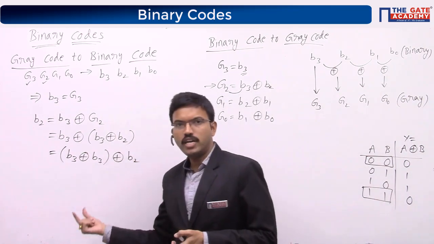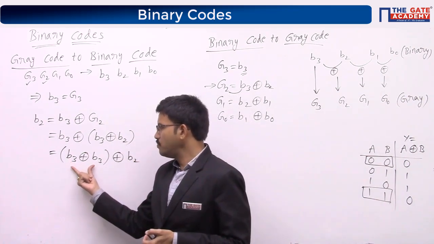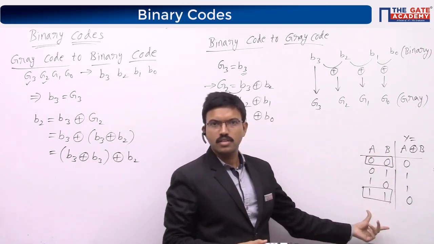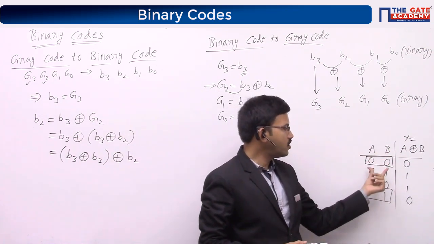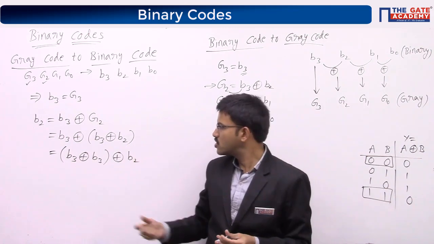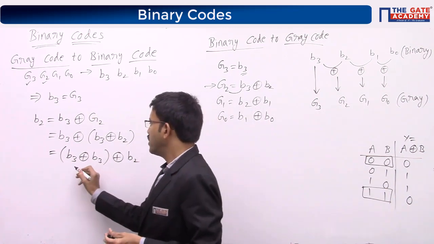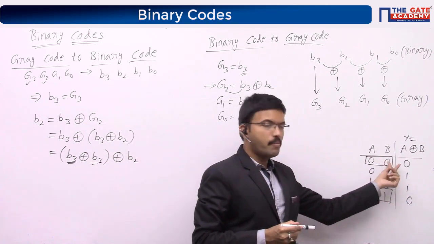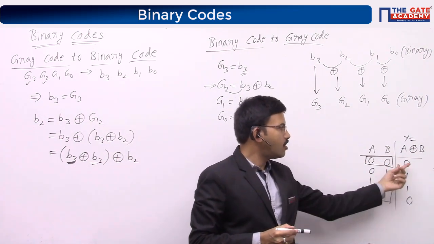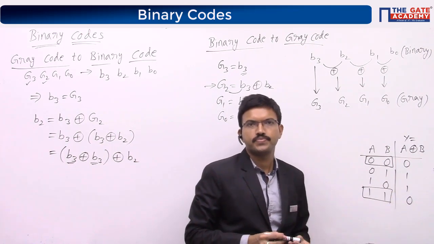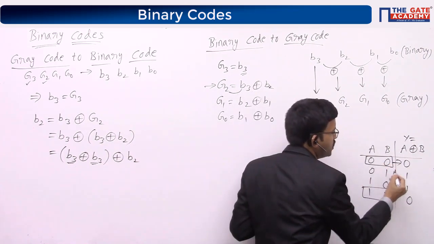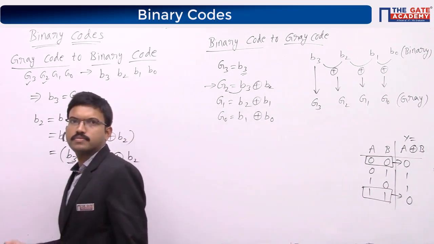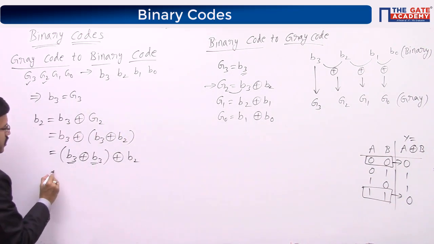Now let us see. Here B3, B3 both are the same. Now let us observe the 2-bit case. If both are the same, here you have B3, here B3. That means both the bits are 0 or both the bits are 1. Output is what? 0. Yes or no? If both the bits are the same, output is 0. B3 XOR B3, so I am writing here 0.